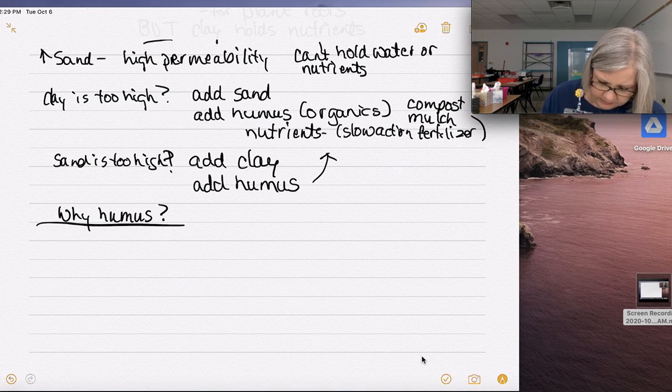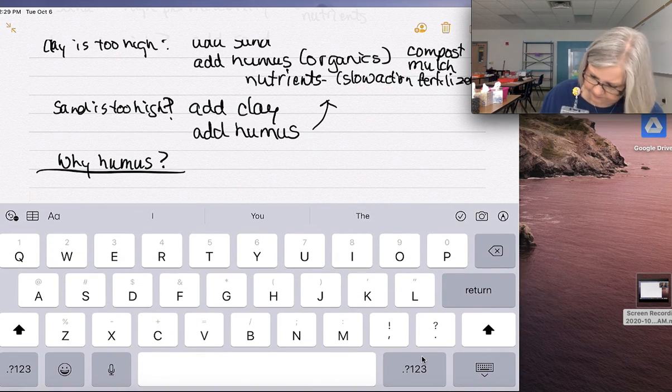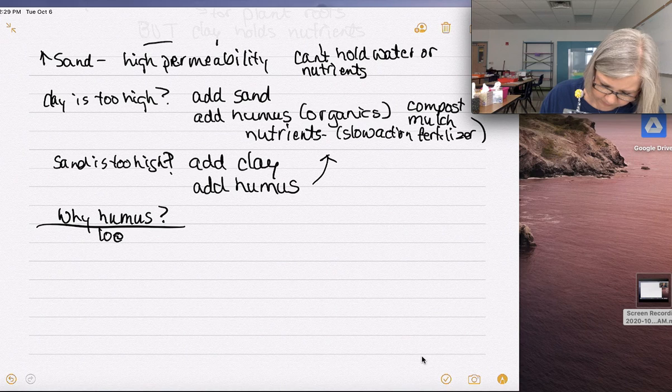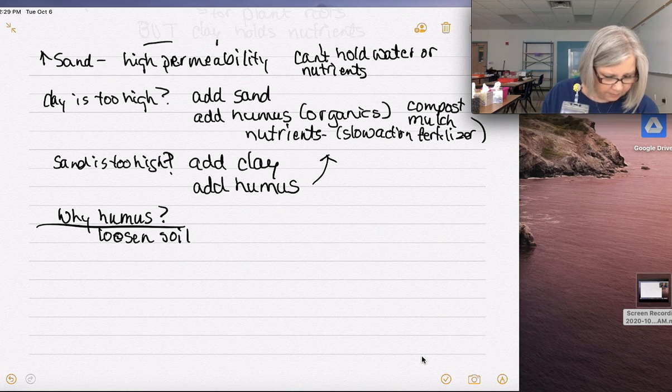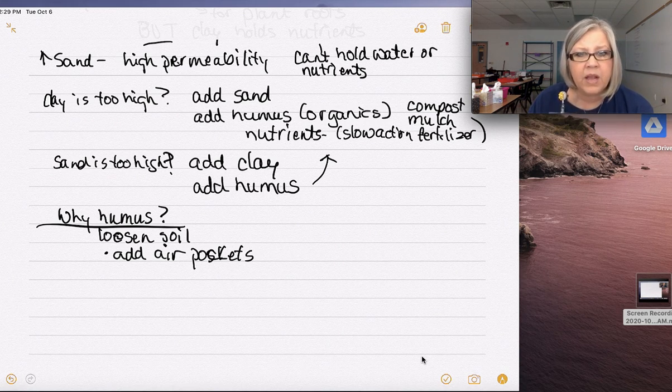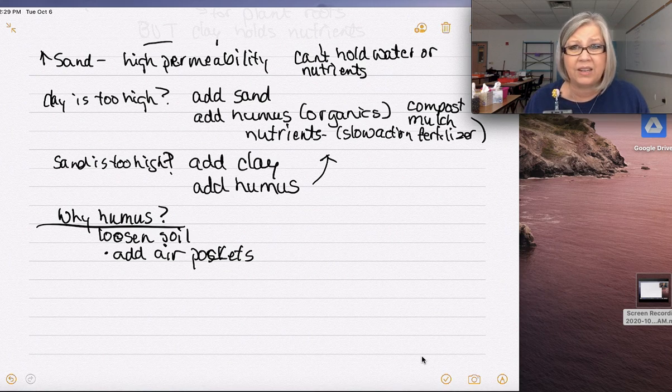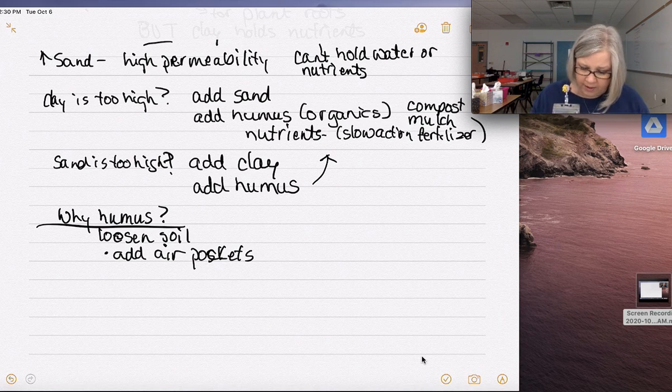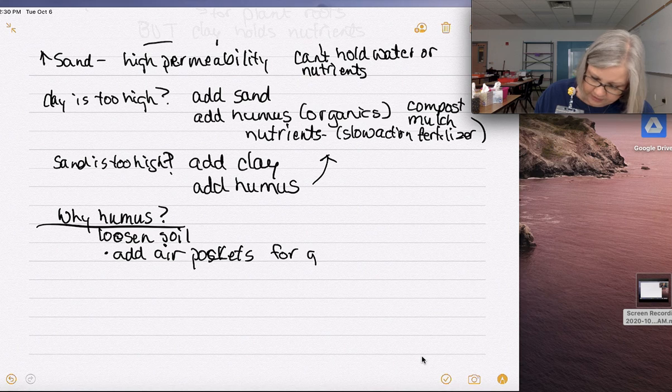So why humus? I gave you a couple of reasons. Well, one, it loosens soil. Okay, so we looked at that with the clay. But it also adds air pockets. Now, air pockets are really important because, especially in a lot of clay, you don't have enough oxygen in there, and your plants can actually drown if they don't have enough air. So the humus helps increase the airflow within those roots so that they don't drown. So air pockets for gas exchange, and that's really important.